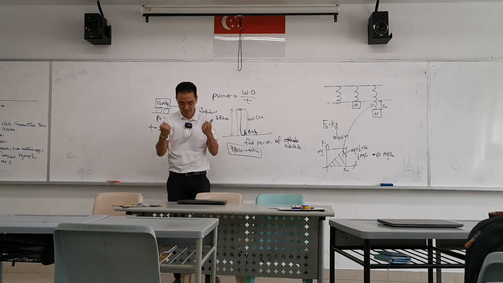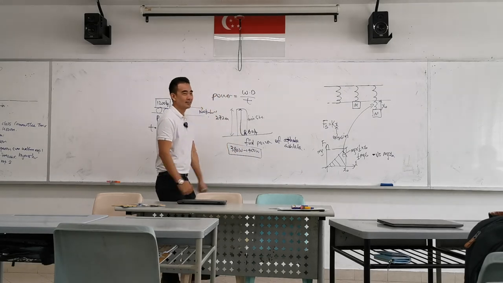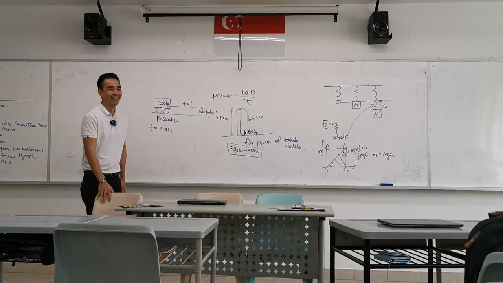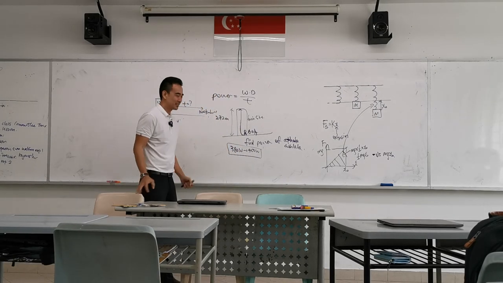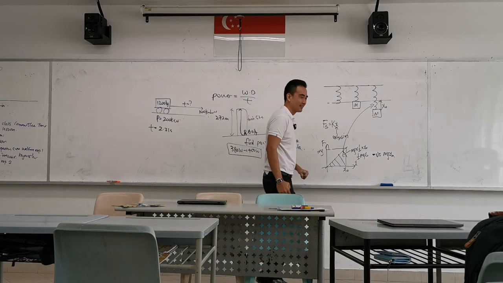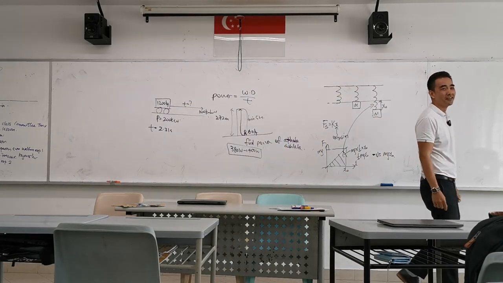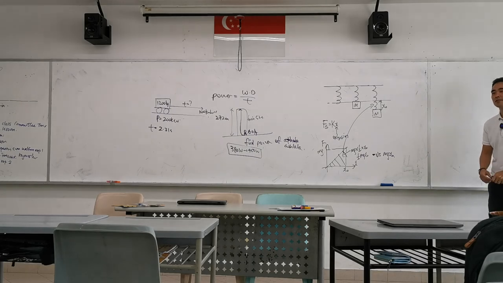Yay. We have successfully destroyed energy. So how? Einstein is going to be very, very unhappy. He's going to jump out of his grave because he says energy cannot be destroyed or created.